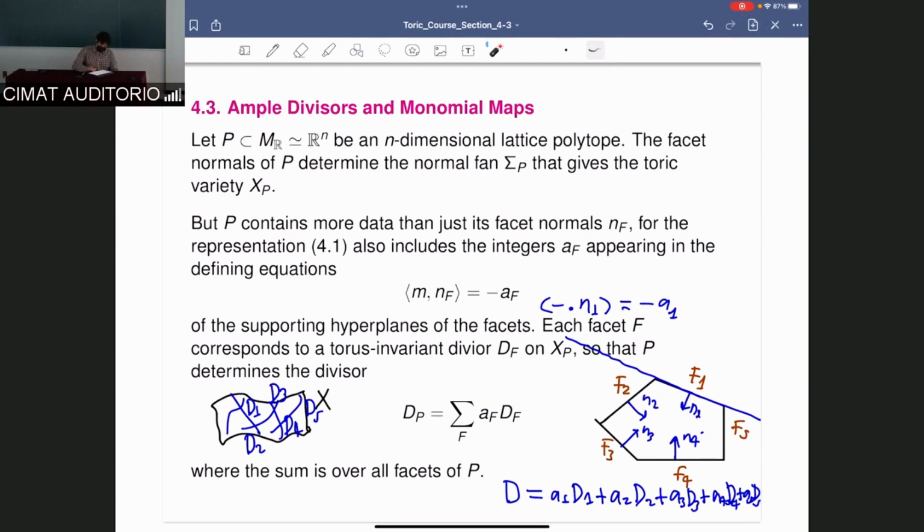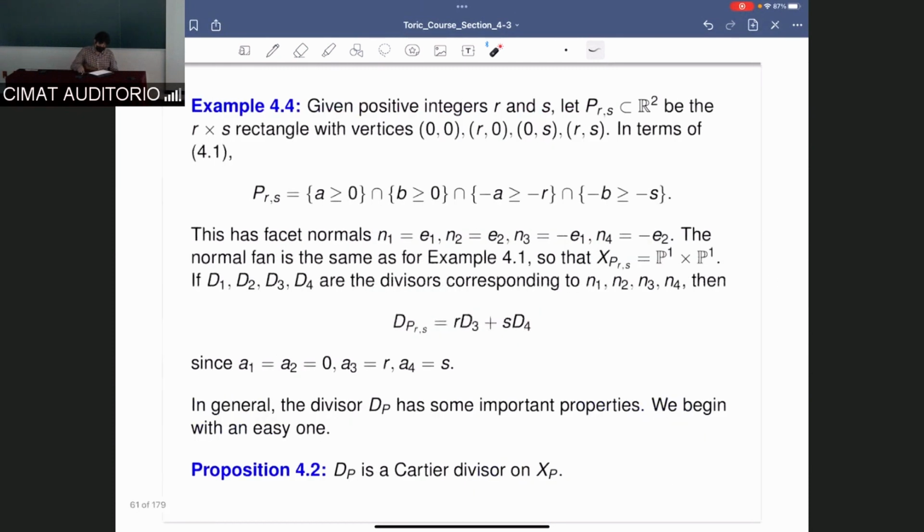And we are going to see some of that just now. So if you have positive integers R and S, this is an example. We are considering a rectangle that is along the axis: length R along the x-axis, and along the y-axis is length S. It doesn't hurt if we draw a copy over here.